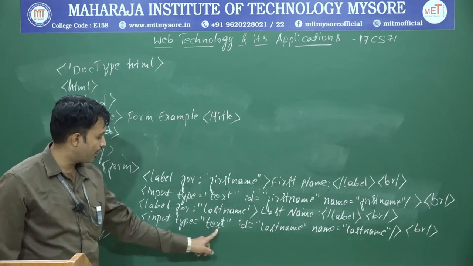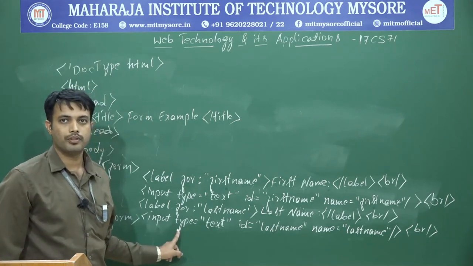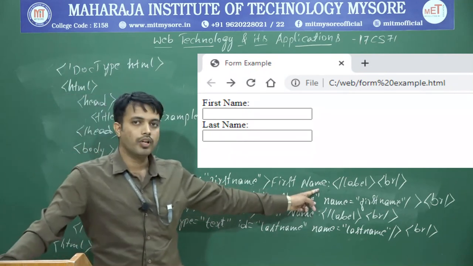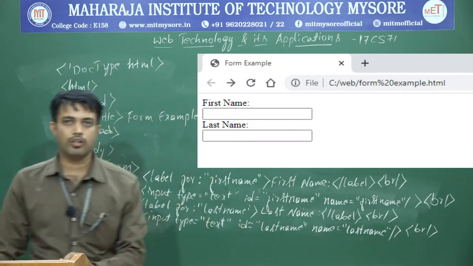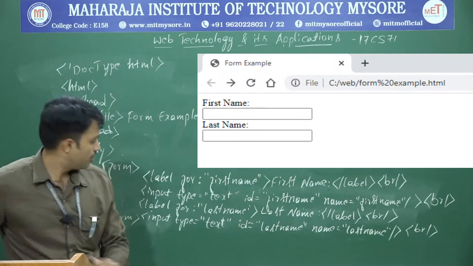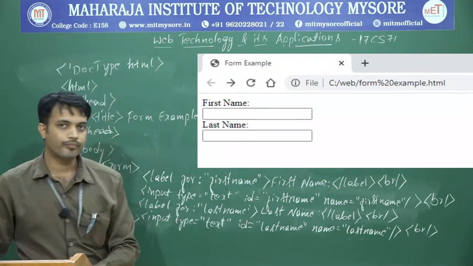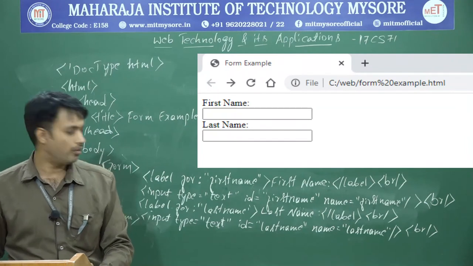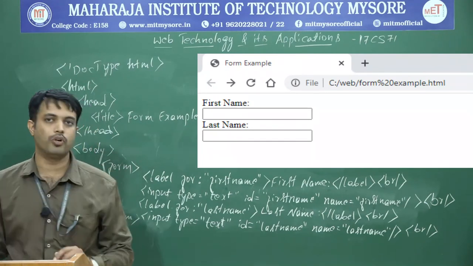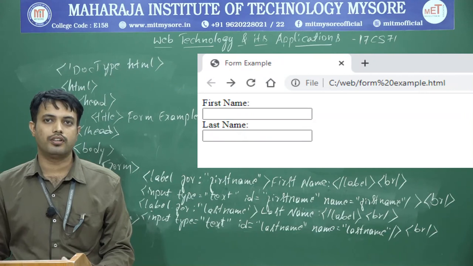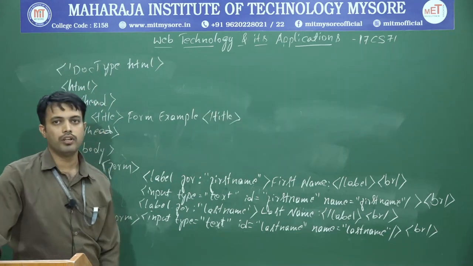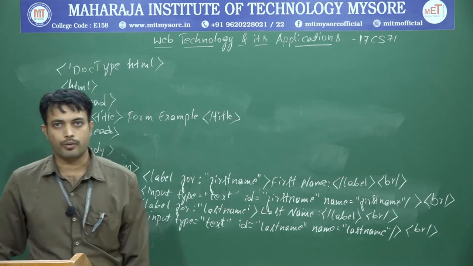Again, this is the text type. You can notice in our output, label first name, and in the next line the text box. Again in the next line, label last name, and then at the end there is a text box for last name. So this is how we can use label along with control.